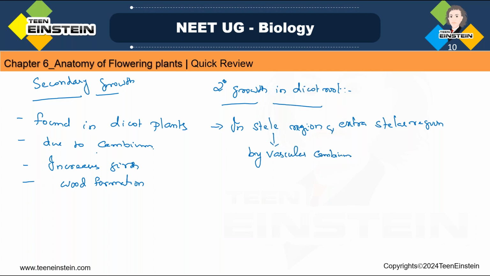Here we said due to the presence of cambium in the vascular region, that's why the secondary growth is taking place. In the stellar region, by vascular cambium, it is taking place. Which one? Secondary growth. In the case of root, in the extrastellar region, it takes place by cork cambium. Clear?